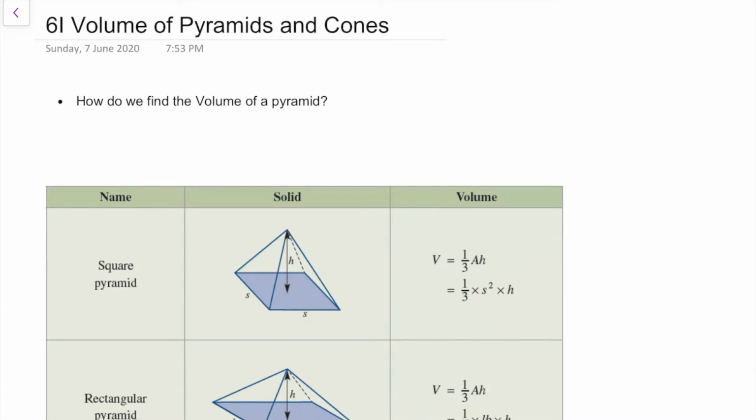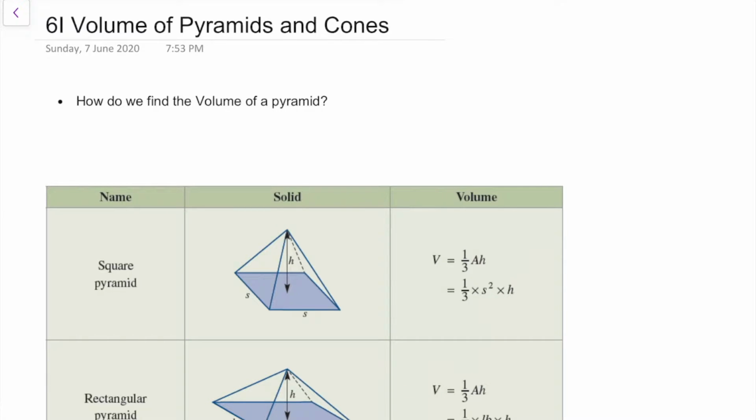Pyramids are those wonderful shapes that you find over in Egypt, that the ancient Egyptians are credited with building. Now, all the different types of pyramids that we're going to look at today work in very similar fashions when it comes to the formula itself.